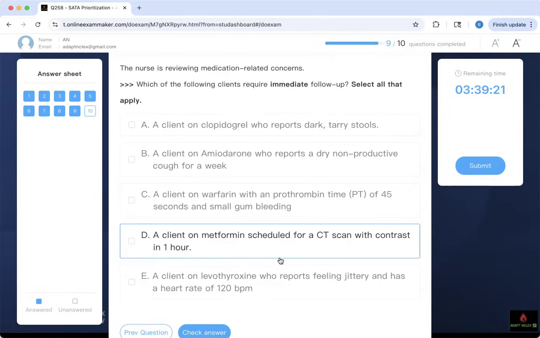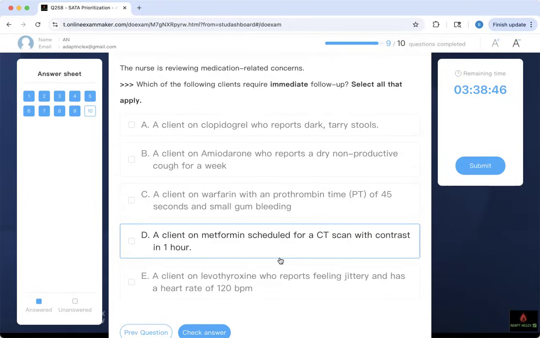And next is reviewing medication-related concerns. Same thing. Which of the following clients require immediate follow-up? Select all that apply. Immediate follow-up. They may all have a problem, but one of them needs to be seen, or more than one. I take clopidogrel. You have to recognize what medication it is. I report dark tarry stool. I take amiodarone. I report a dry, non-productive cough for a week. I take warfarin with a PT of 45 seconds, and I have a small gum bleed.